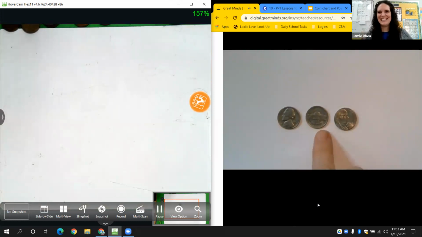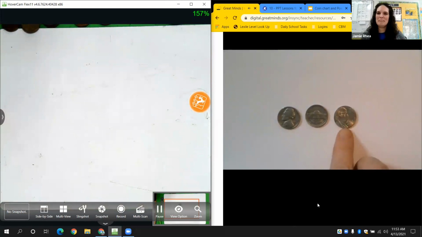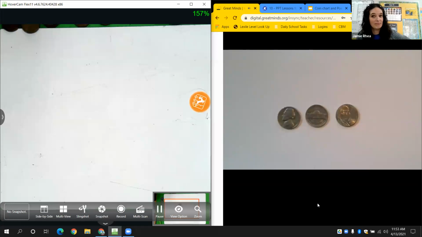On the back of most nickels, it looks like this. But some of the newly designed nickels have Thomas Jefferson looking forward, like this. So how will we know that a nickel is a nickel?